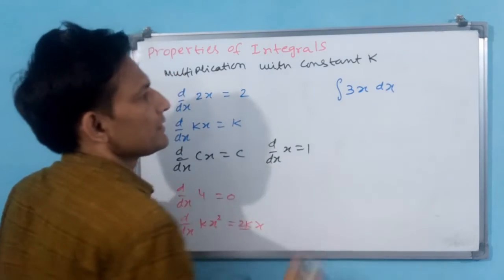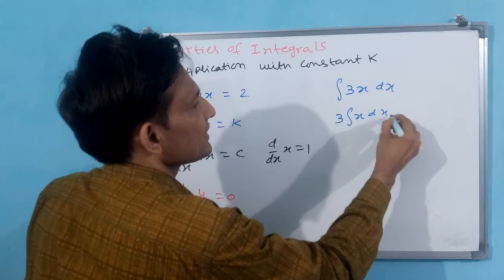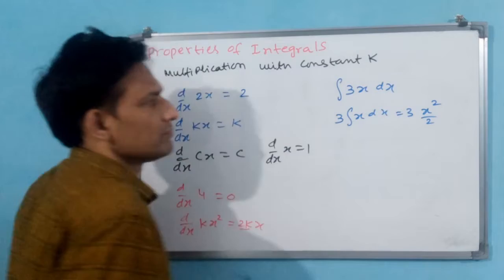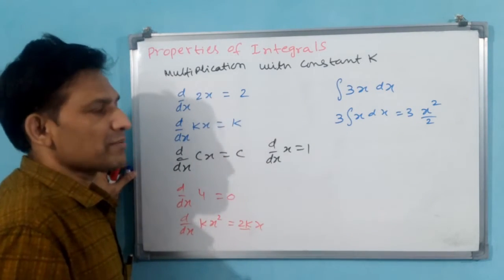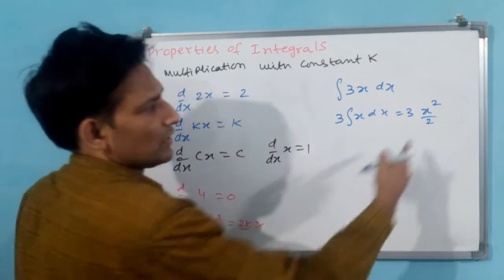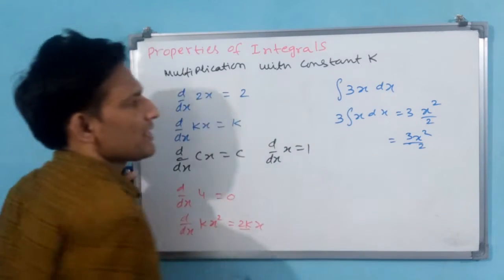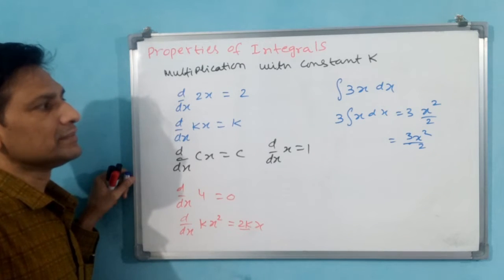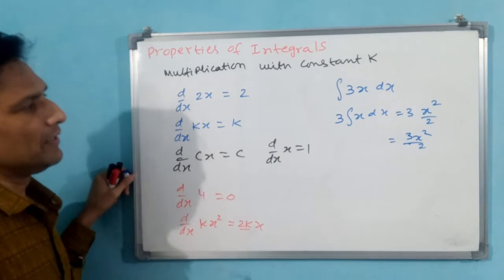Integral 3x dx. 3 integral x dx. 3 x square by 2. Because here x power 1 is there, x power n plus 1, 1 plus 1 by 2, x square by 2. That means here 3x square by 2. That's all. 3x square by 2 will be the answer, if they give 3x.